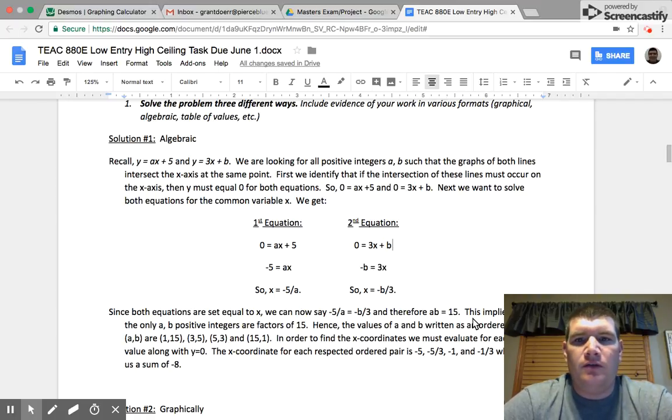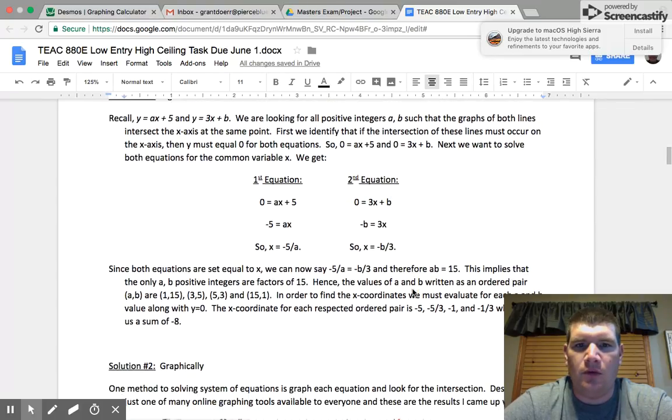So what I did first was I set both the equations equal to 0. And after I did that, I went ahead and solved both the equations for the common variable x. And why did we want to solve for x? Because if I have two equations that are set equal to the same variable, then ultimately I can set both of those right-hand sides equal to one another.